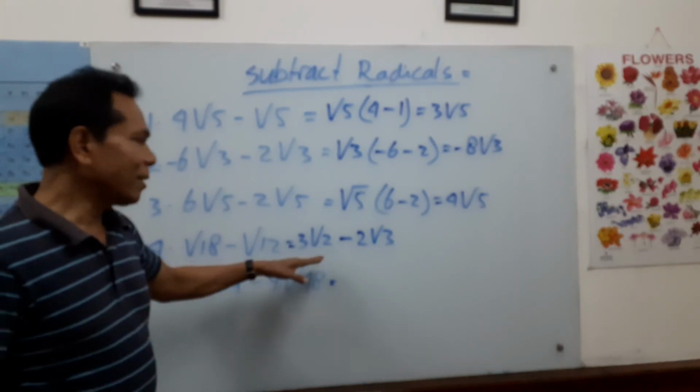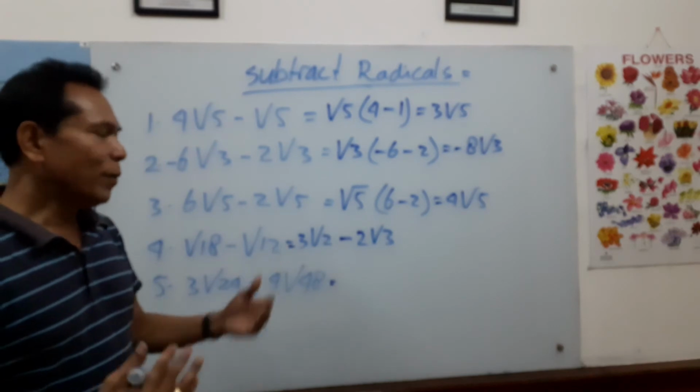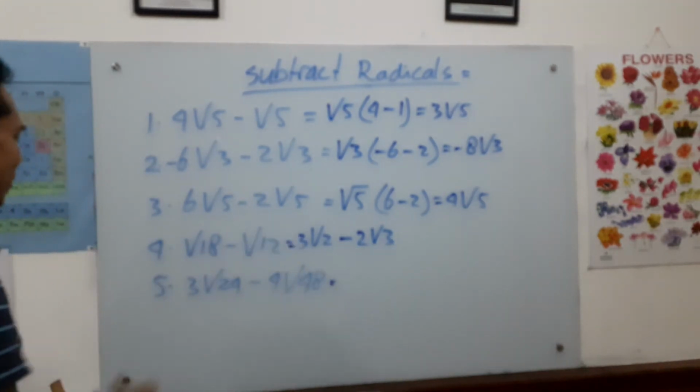So here, radicals are different. Here we have 2, here we have 3. So we cannot subtract them. So that's the final answer. So we just leave it like that.